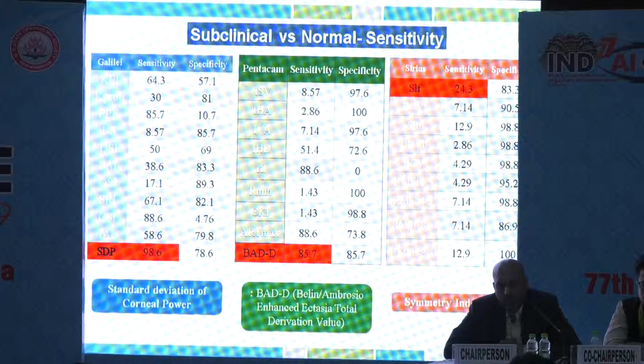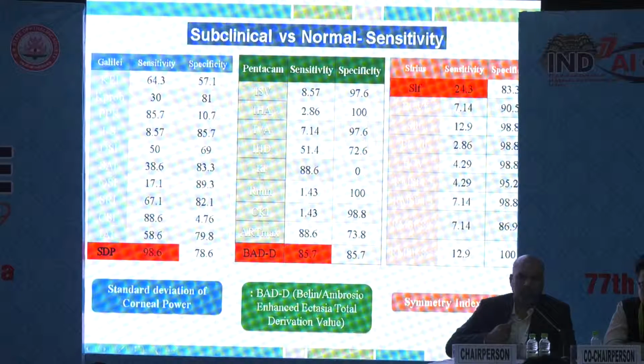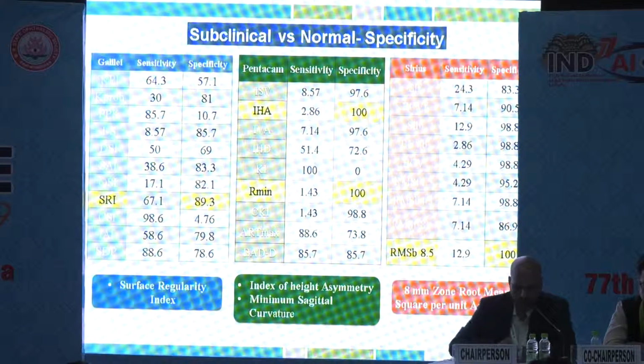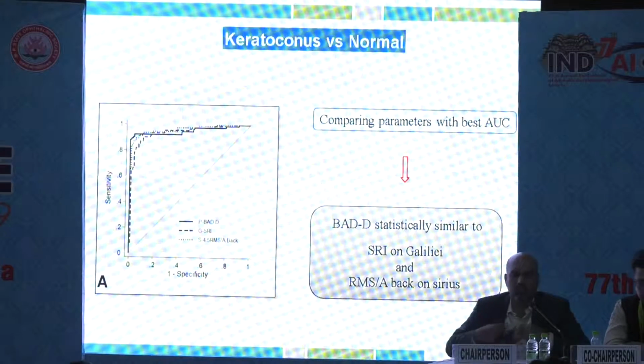How do we distinguish between, and which is the best parameter to distinguish, the subclinical and the normal eyes? It was the standard deviation of corneal power in the Galilei, BAD-D of course in Pentacam, and the symmetry index front in Cirrus. And the best specificity was found in Galilei with surface regularity index, IHA and minimum height in Pentacam, and RMS-SB of 8.5 millimeter zone in Cirrus.